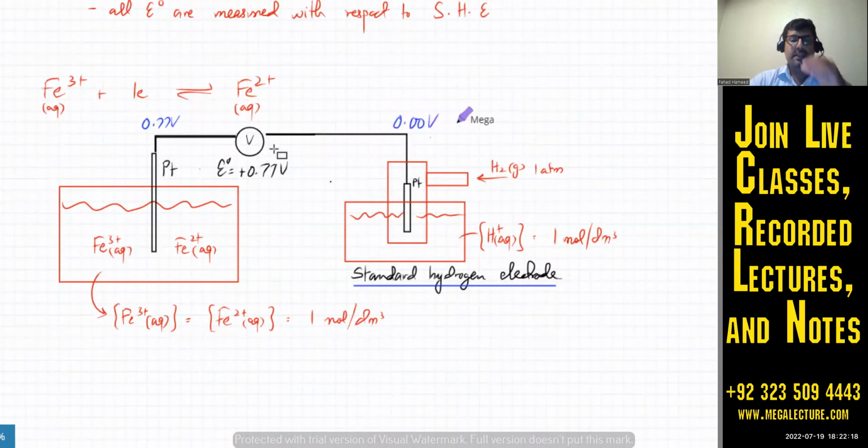So in the data booklet, this is 0 volts and this is 0.77 volts. Basically, you get a positive voltage when you measure the potential difference of the iron ion electrode compared to this. As a last step, there's one thing that's missing, and that one thing is a salt bridge.